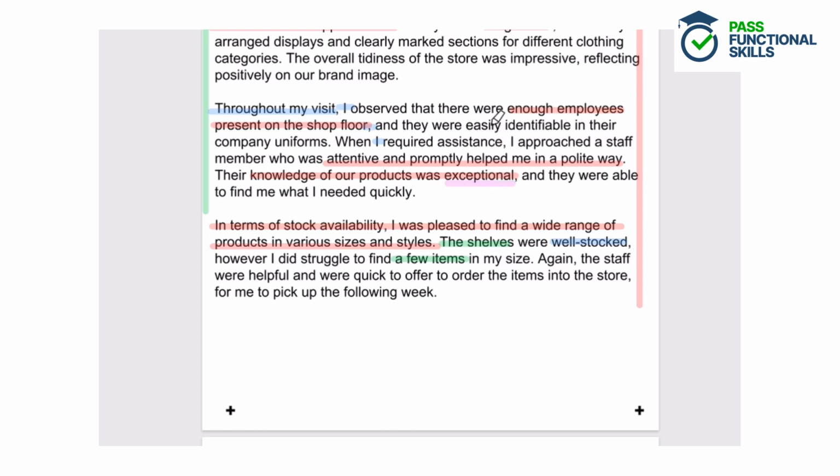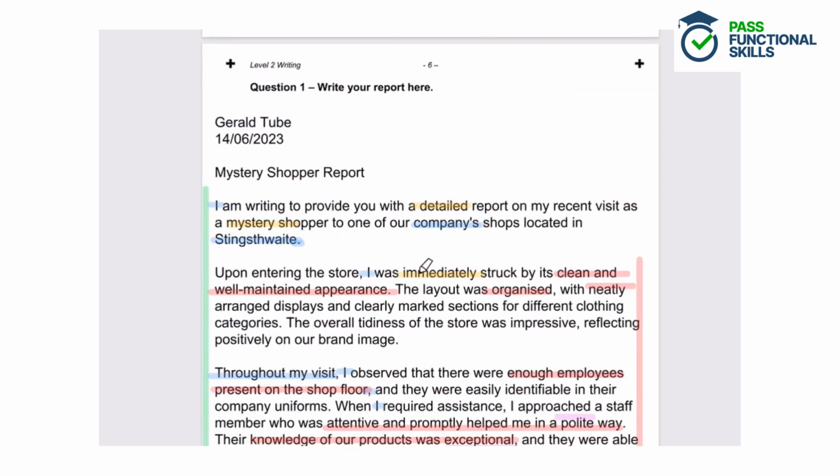So exceptional, polite, these are all opinions because they are using adjectives to describe how they felt about the staff members. Reports should also include a title. So here we've got Mystery Shopper Report. They've also chosen to include name and date. Those aren't necessarily needed, but they are useful organisational features to help the reader understand where the reports come from.